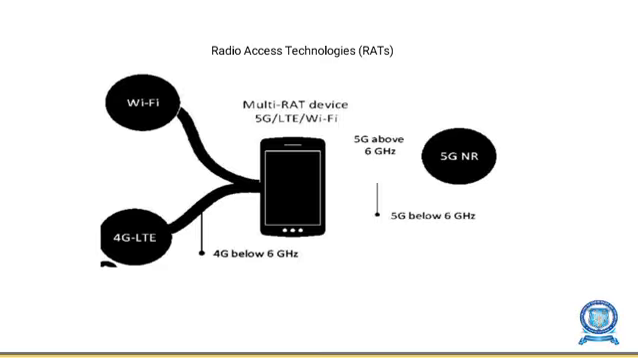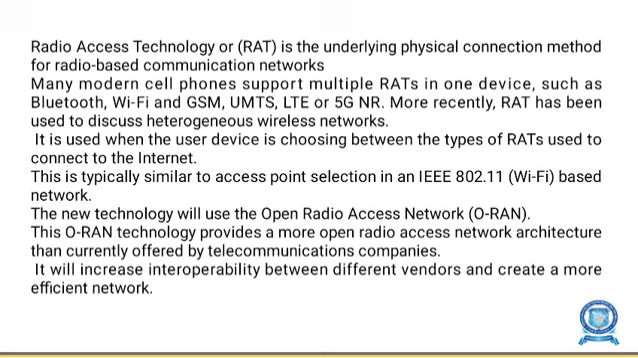Just you can see this diagram. The diagram shows clearly about radio access network. The radio access network will have a mobile phone connected to Wi-Fi or 4G LTE and connected to NR with several near field communication. That is the concept behind this radio access technology. Radio access technology is a physical connection method for radio based communication. Already I told, it will connect to several Wi-Fi, GSM, UMTS, etc.